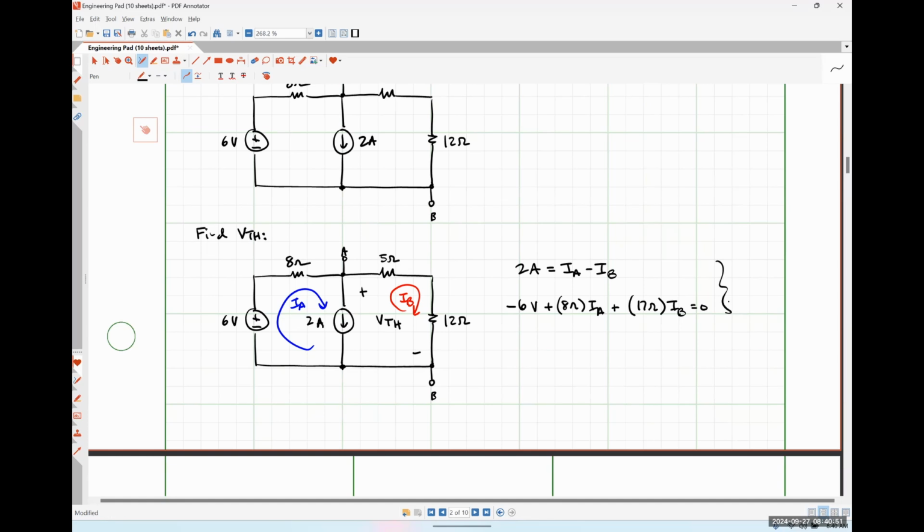So in my first equation, my coefficient for IA is 1. My coefficient for IB is -1. My constant term is 2. In my second equation, my coefficient for IA is +8. My coefficient for IB is +17. And my constant term is +6. Solving that, I get IA is 8/5 of an amp, and IB is -2/5 of an amp.